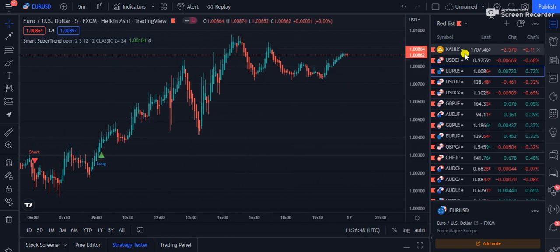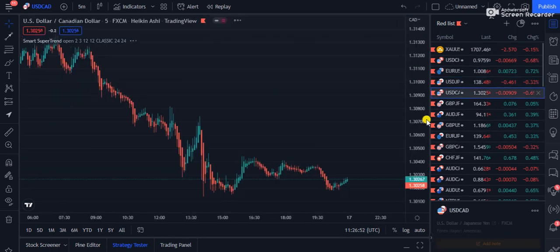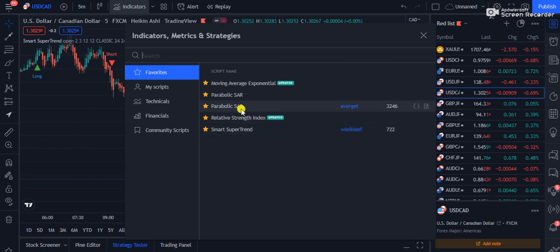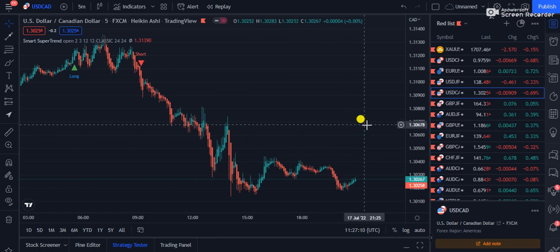You can see long, successful. Overall, on the smaller time frames, I prefer that you use this indicator. That's very good. Even on the 1 minute time frame, it's giving us very excellent results. I have told you about the indicator, the Smart Super Trend, I have also shown you the author, and I have shown you the best settings that you can use with this indicator.